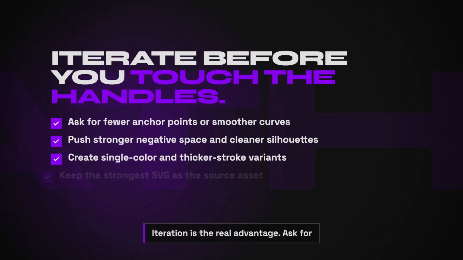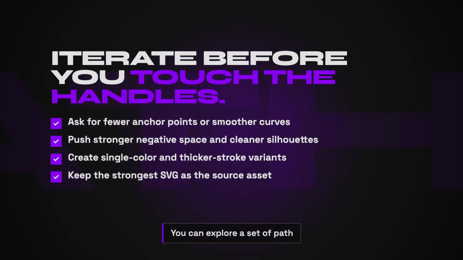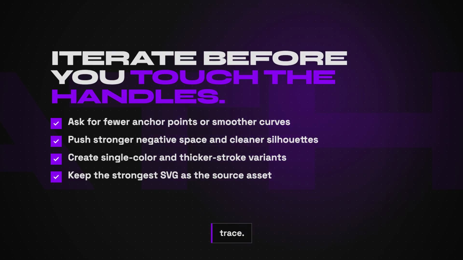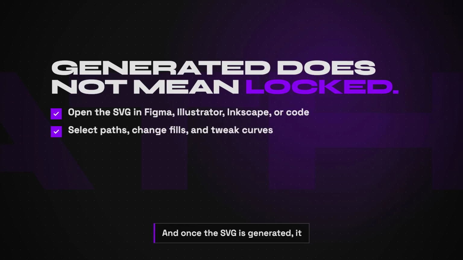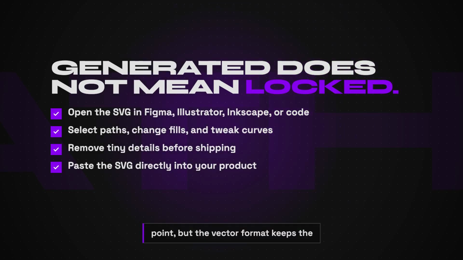Iteration is the real advantage. Ask for fewer anchor points, thicker strokes, stronger negative space, smoother curves, a simpler silhouette, a one-color version, or a more premium shape. You can explore a set of path ideas before you would finish one manual trace. And once the SVG is generated, it is still yours to edit. Open the file, select a path, change the fill, remove a tiny detail, tweak a curve, or paste the SVG straight into your code. The AI gives you a starting point, but the vector format keeps the file control in your hands.